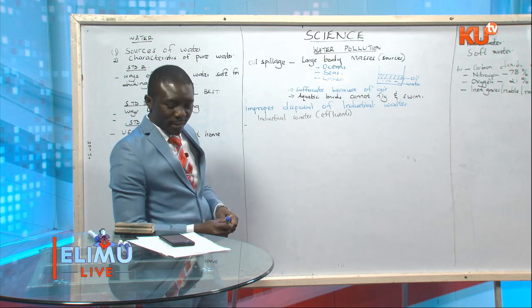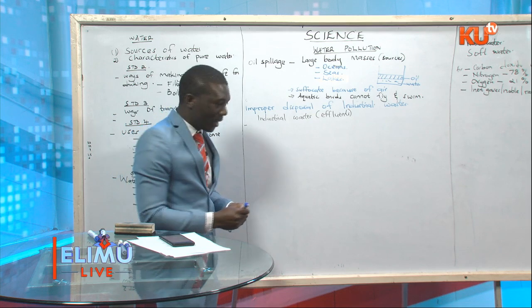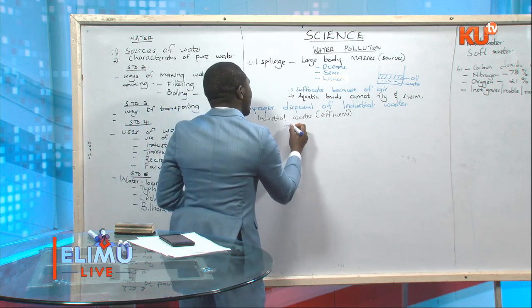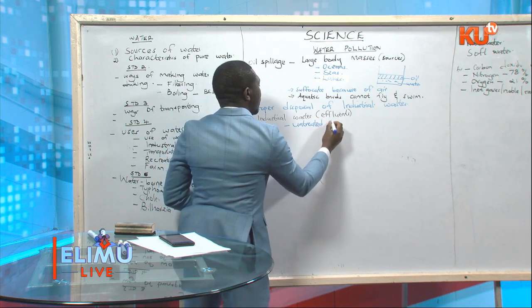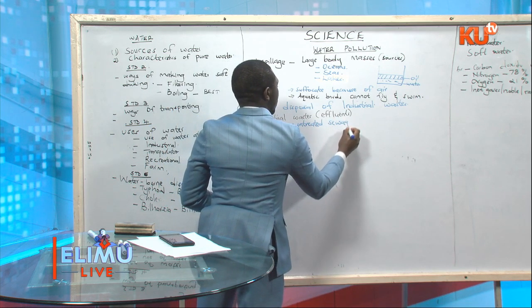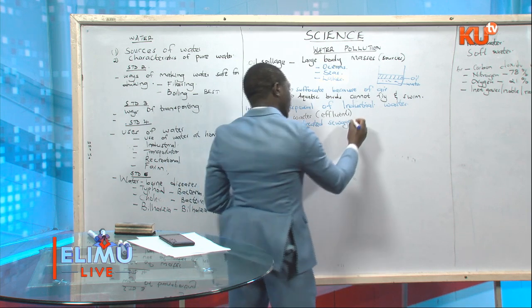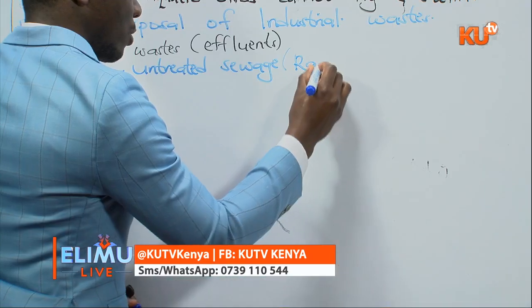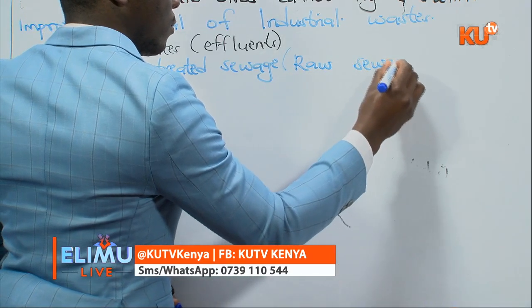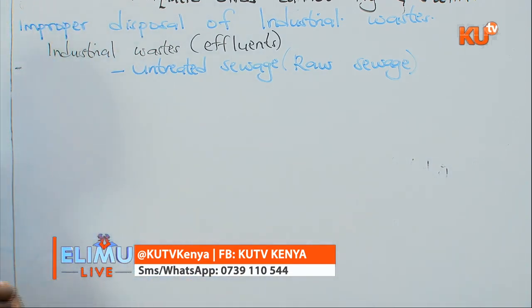Examples of this industrial waste that can pollute water, one, we have got untreated sewage. Untreated sewage is also known as raw sewage. They just release it without treating it. When it is released, it makes this water not good to support any of those animals that live there.